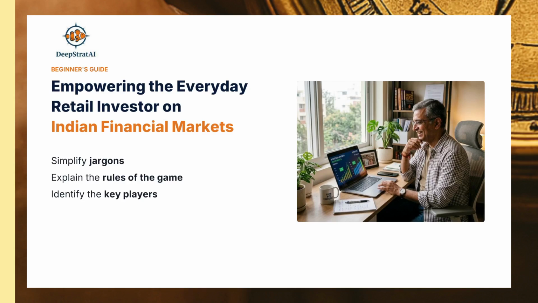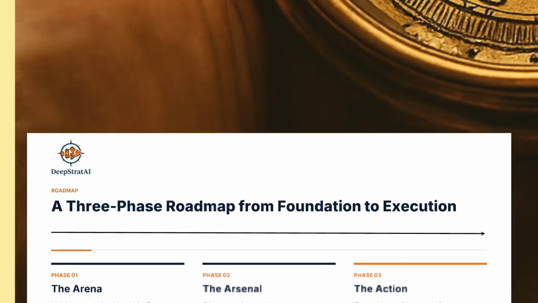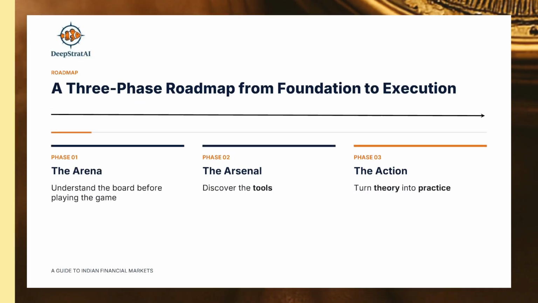Right. But the architecture of this guide argues that to actually survive, you have to follow a very specific sequence. We call the 3 A's. So there's phase one, the arena, which is basically looking at the markets and understanding the board. Okay, makes sense. Then phase two is the arsenal, where you dissect instruments like debt, equity, and mutual funds. And finally, phase three is the action. Which is turning all that theory into practice, right? Like asset allocation and the psychology of it all. You got it. But the key really is the order you learn them in.